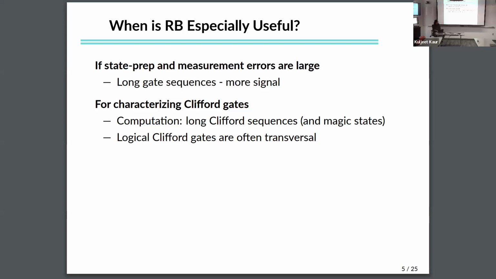Another reason it's important to focus on characterizing Clifford gates is that in error-corrected codes, a lot of the codes people think about, especially the stabilizer codes, have logical Clifford gates that are often transversal, which means they can be implemented in a much more straightforward way compared to arbitrary gates. So as people start to characterize the quality of logical operations in error-correcting codes, characterizing Clifford gates is going to be around for a while. Right, so those are two things. Two more things where randomized benchmarking is especially useful.